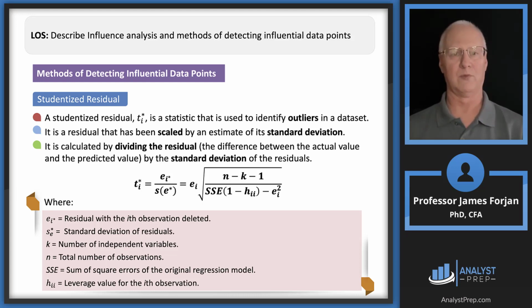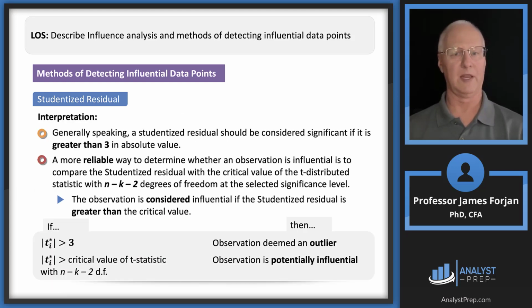So then the question becomes, well, how do we know if that's significant or not? Well, we have some general rules here. If that studentized residual is greater than 3, then the observation will be deemed an outlier. But you can also go ahead and look this number up on the table. That critical value of the test statistic is going to be with n minus k minus 2. That's really our degrees of freedom for multiple regression. So you have two ways to do this studentized residual. And that's important to remember.